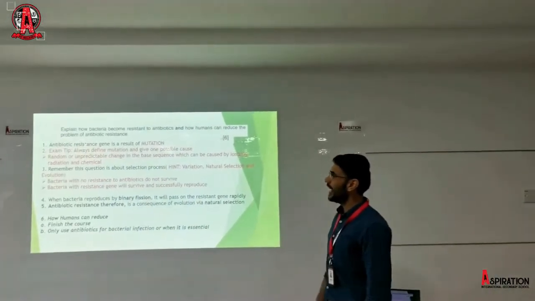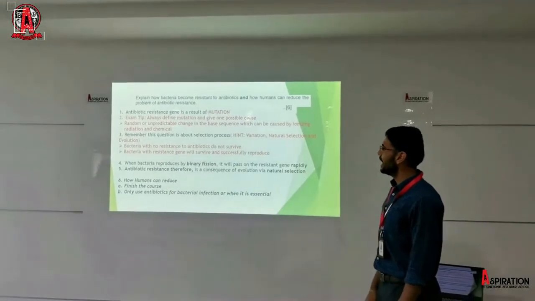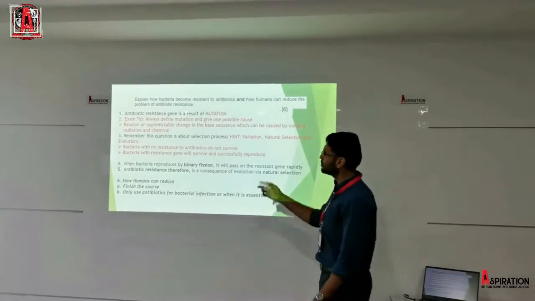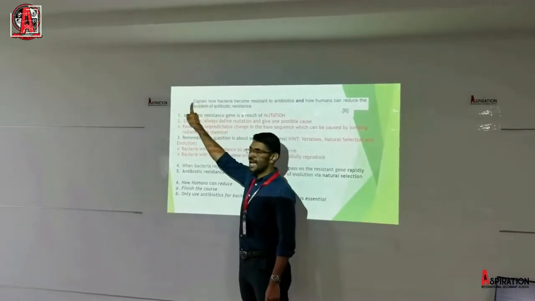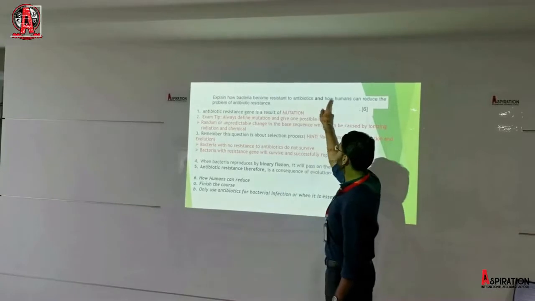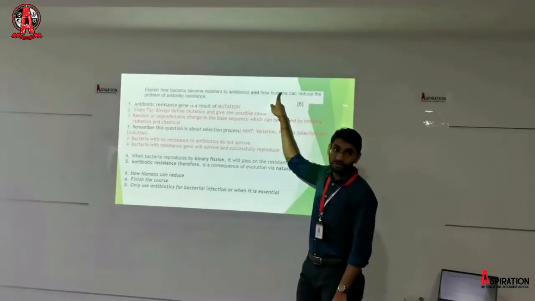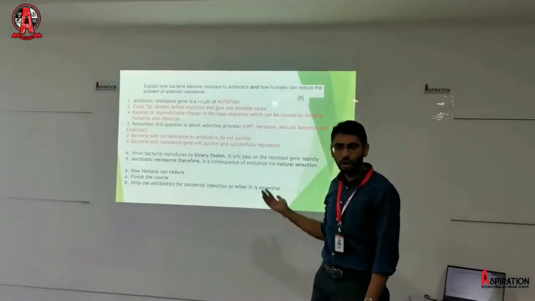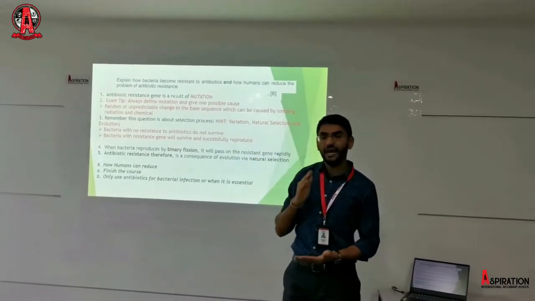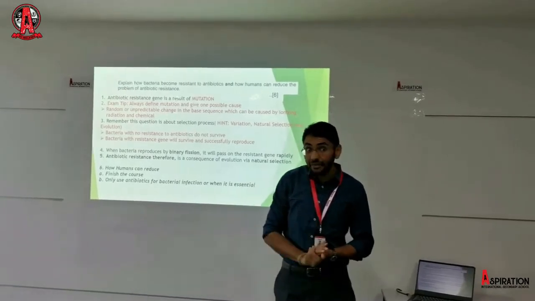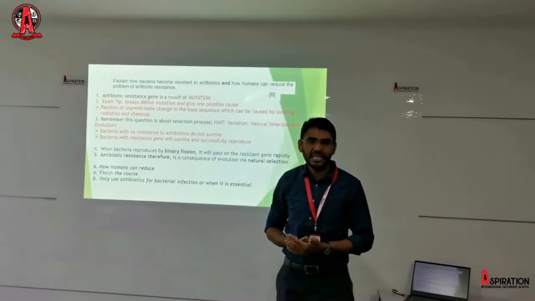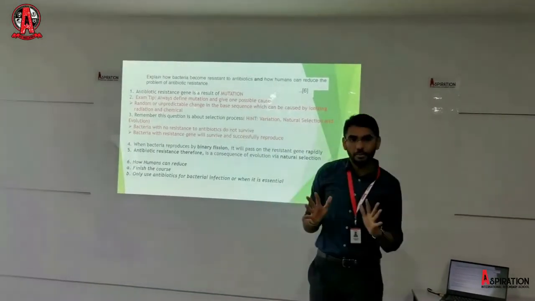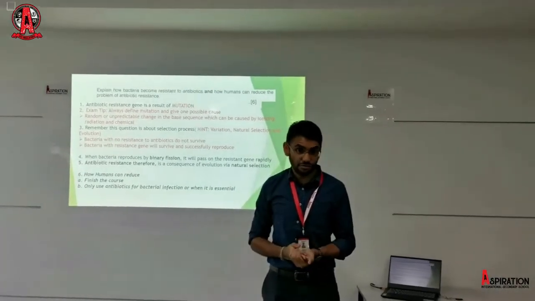As you can see, explain how bacteria become resistant to antibiotics and how humans can reduce the problems of antibiotic resistance. What students fail to notice is we have got an explanation question here and we have got a description question here. So we need to reason out to the examiner why such phenomena takes place. Now, if you have studied enough or if you have done enough revision, you need to know that ARG is an example of mutation.